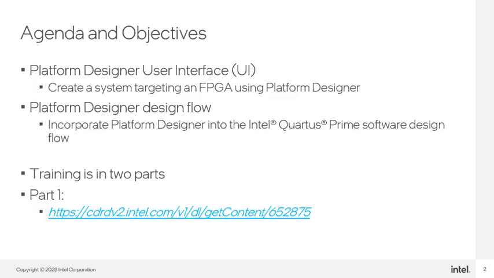By the end of this two-part training, you will know how to use the Platform Designer user interface to create a system design for implementation in an Intel FPGA device. Along with this, you will see how Platform Designer fits into the Intel Quartus Prime software design flow as another method of design entry. Part 1 focused on getting familiar with the tool and the basics of its use when starting a system design. In Part 2, you'll learn how to finish building a system and incorporate it into an Intel Quartus Prime software project. If you missed Part 1 or want to review it, use the link shown here.